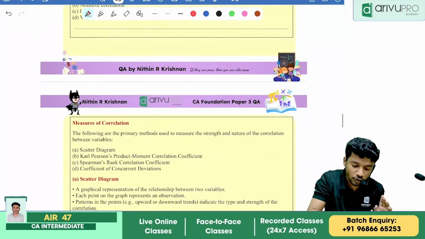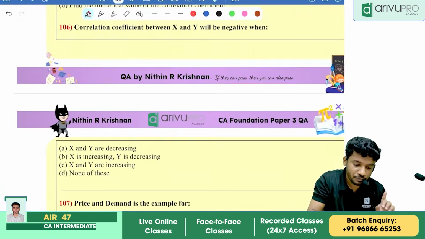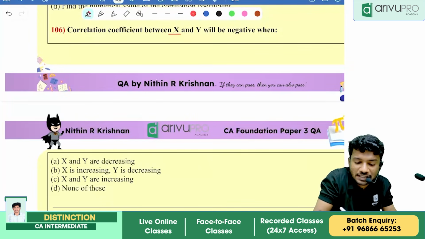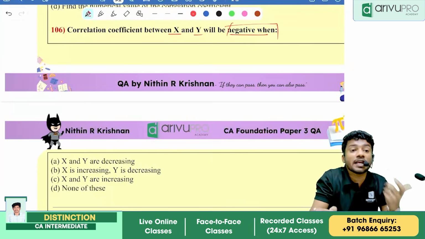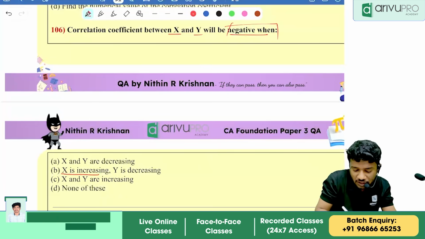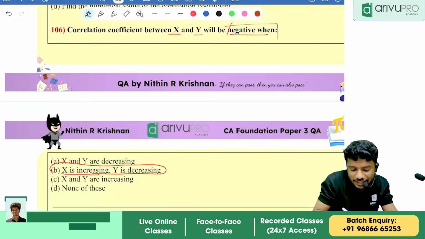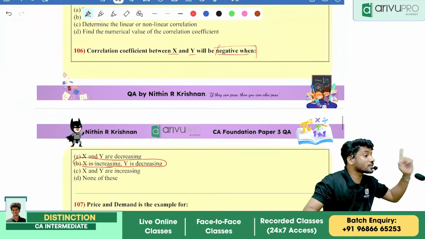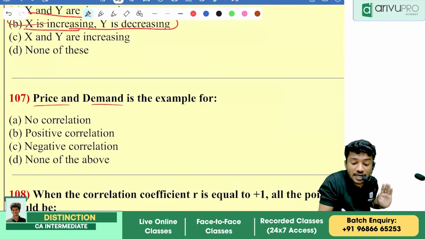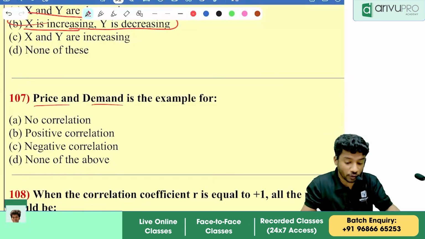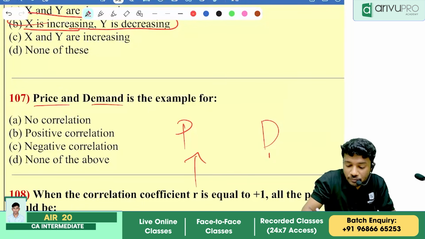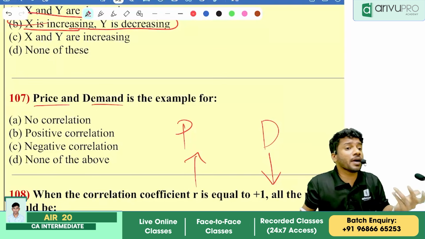Based on that, I want to take you to one of the first questions. Look at this question, people. The correlation coefficient between x and y will be negative when x is increasing, y is decreasing. Opposite direction is important. Very, very important. People, price and demand is an example of what correlation? People, price increases. Demand, what happens to demand?